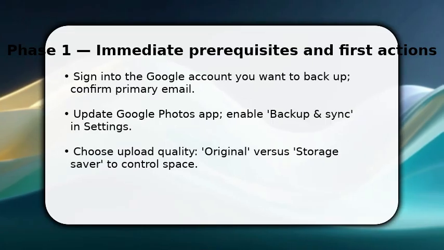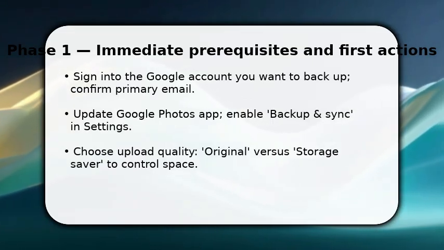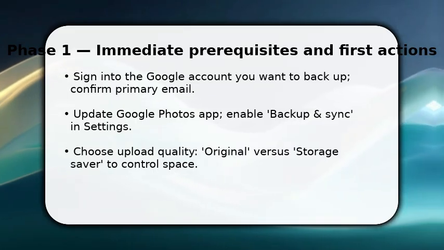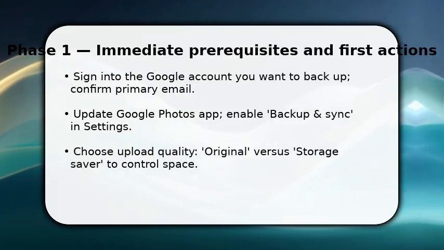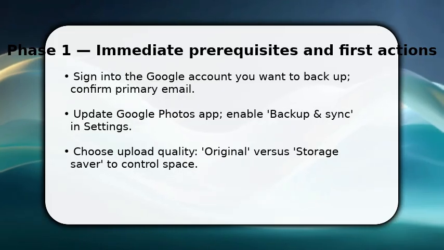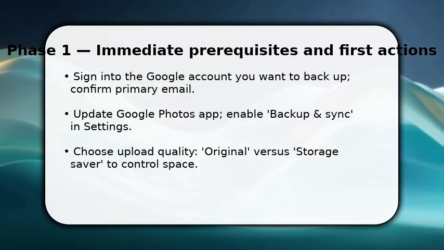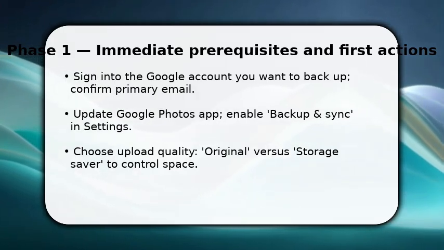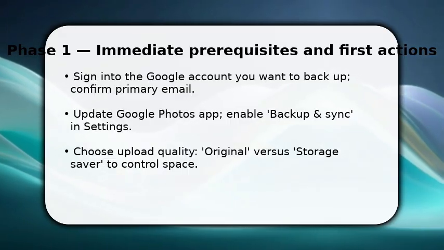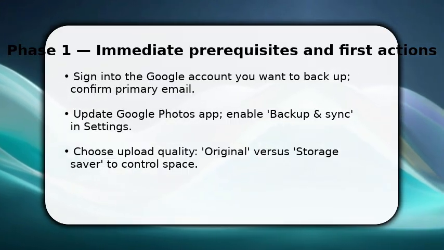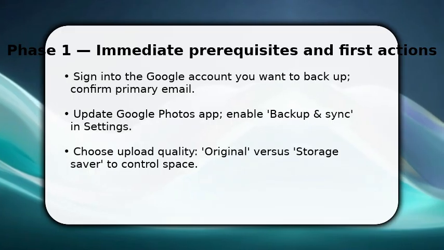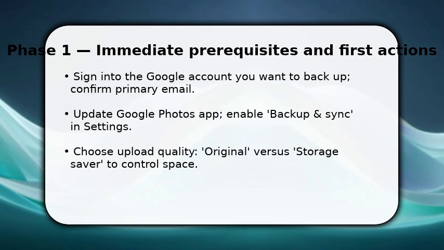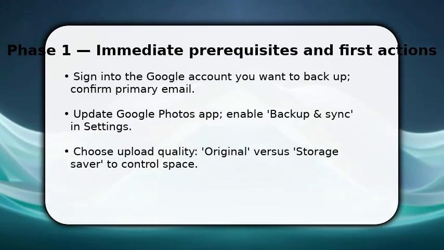You'll begin by confirming the Google account and updating the Photos app so features work reliably. Next, open Settings and flip on Backup and Sync. This starts immediate uploads. Choose Upload Quality, Original versus Storage Saver, because that determines space and image fidelity. Once set, the app queues photos and videos automatically, so make sure the initial upload completes before you clear anything from your device. This prevents accidental loss and establishes a clear baseline for all future backups.